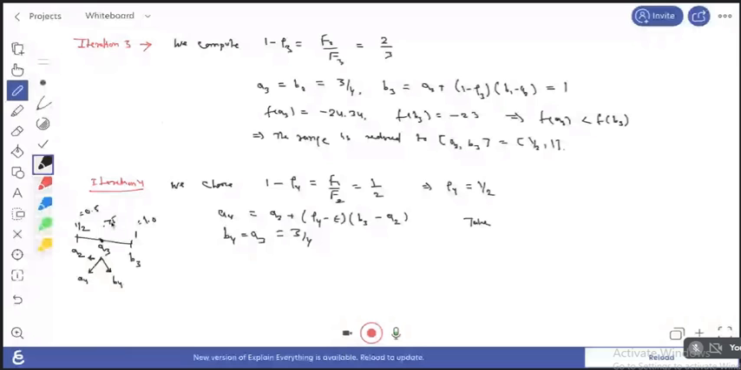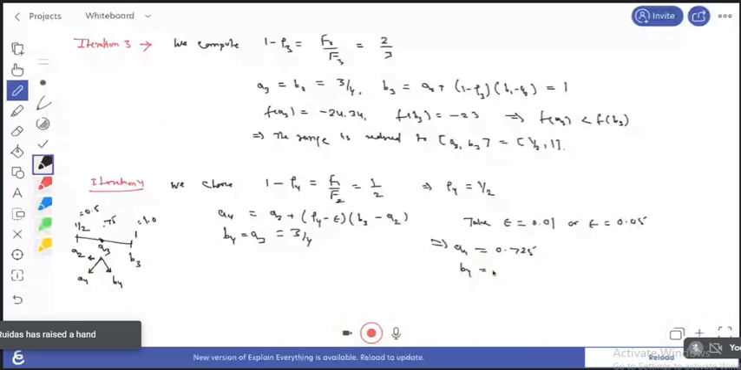You have to take it to 2 decimal places. If you take epsilon equal to 0.01 value, because of the 2 decimal points, we take a small value like that. Or you take epsilon equal to say 0.05, any values of that, in order of this significance. So if we solve this, you get A4 equals 0.725, and B4 equals 3 by 4, 0.75.